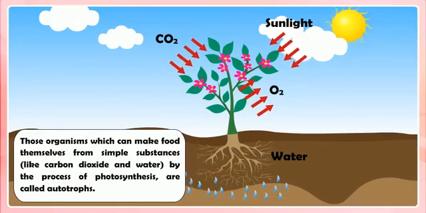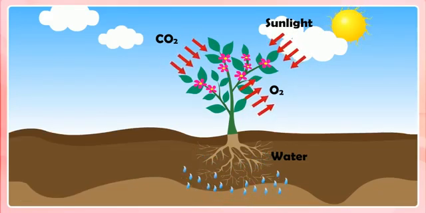Autotroph. Those organisms which can make food themselves from simple substances like carbon dioxide and water by the process of photosynthesis are called autotrophs, and their mode of nutrition is called autotrophic. For example, green plants.